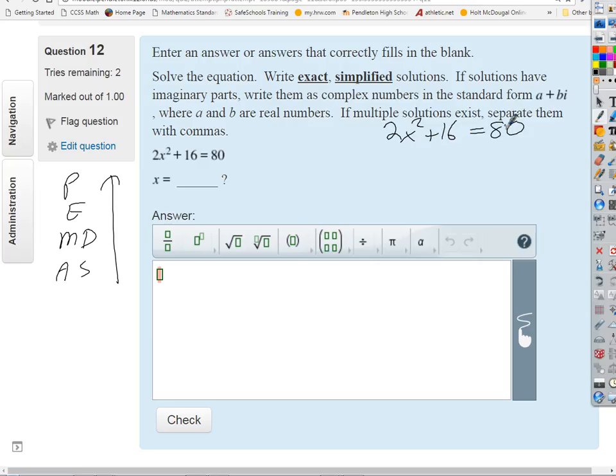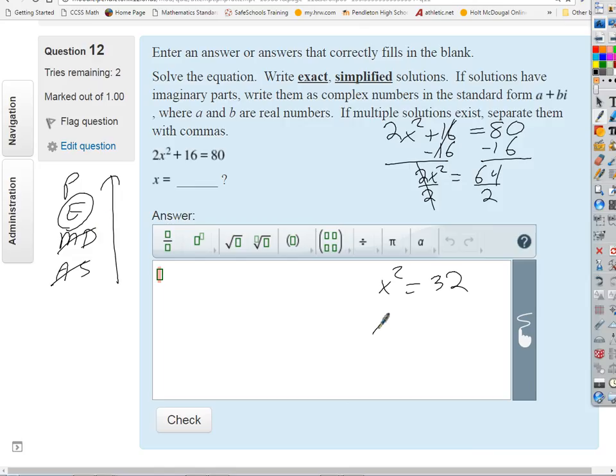So first thing we're going to do is subtract 16 from both sides, which gives me 2x squared equals 64. So we check off that step. Now multiply or divide. So I'll divide each side through by 2. So I cancel the 2's, and I end up with x squared equals 32. And then finally we get up to exponents. So I'm going to square root both sides.